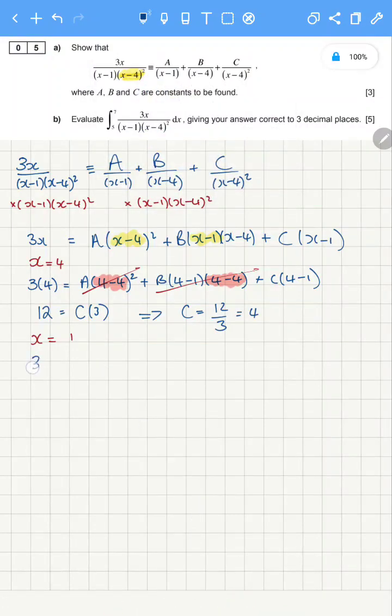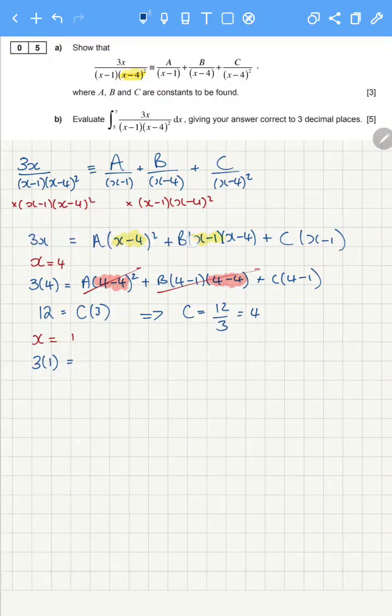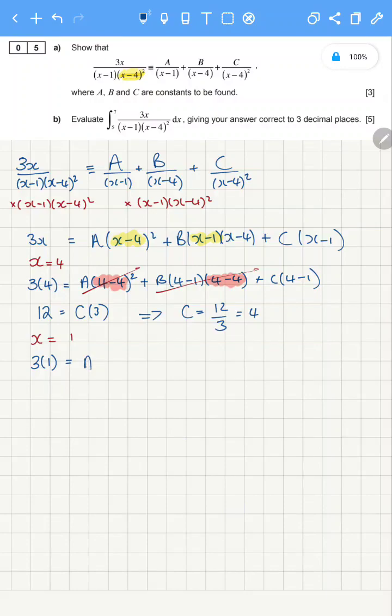Again, let's take our time. 3 times 1. And if you're not sure what I'm doing, I'm substituting into this here: a times (1 minus 4) squared plus b times (1 minus 1) times, not that it matters, (1 minus 4), plus c times (1 minus 1).